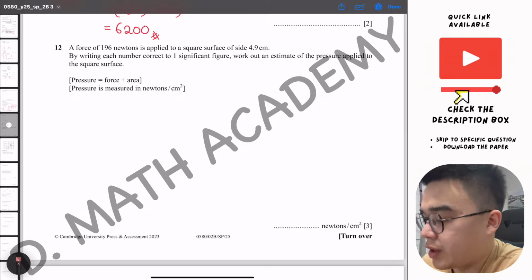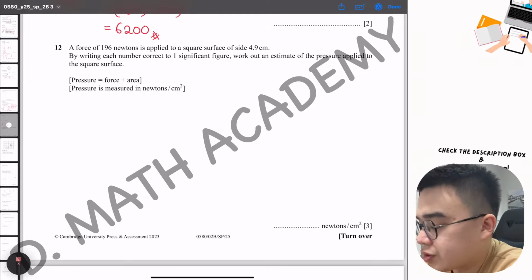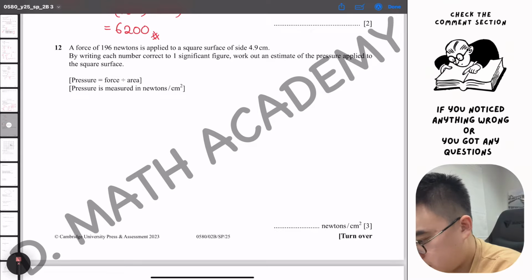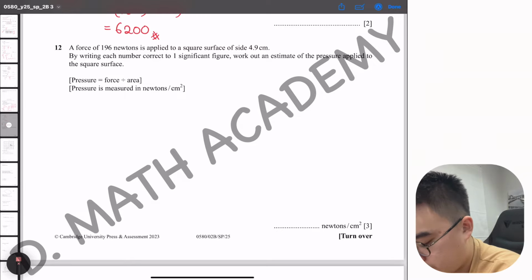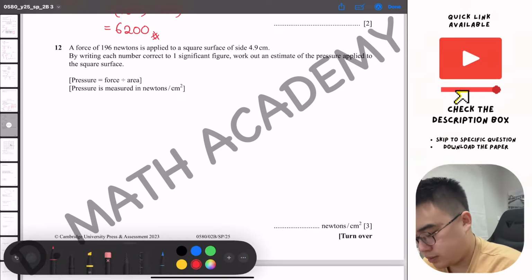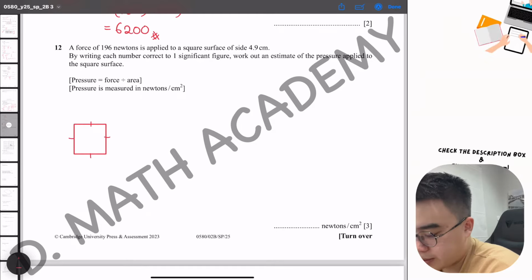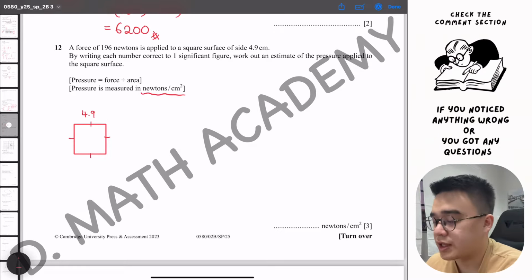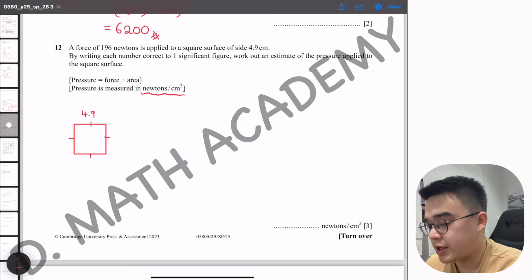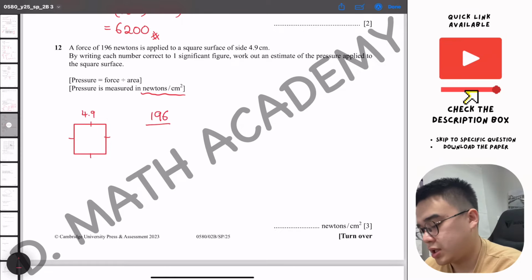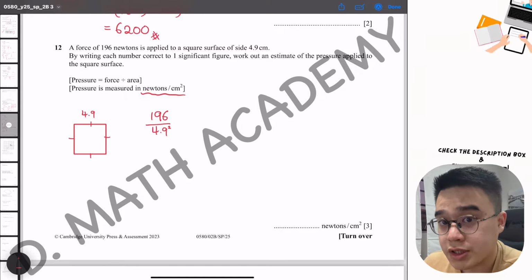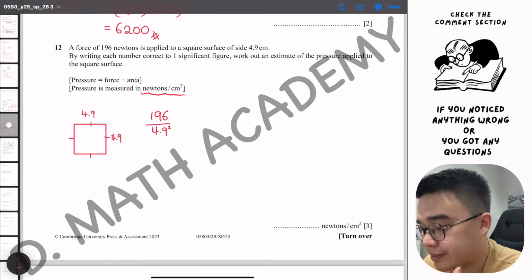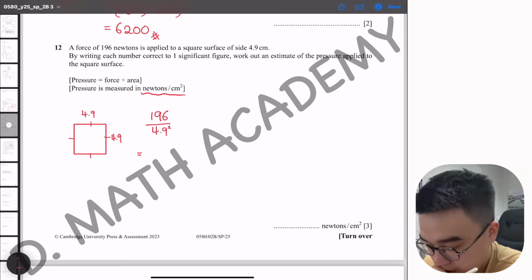Okay, question 12. A force of 196 Newton is applied to a square surface of a side of 4.9. First things first, I'll draw a square with 4.9 on each side, and then they gave us the formula. It was Newton over centimeters square. So if I write it out, it's actually this. The reason why it was squared is because it was a square, so to get the area you need to square it up. Okay, so far all good.